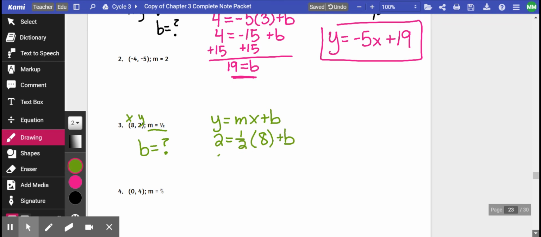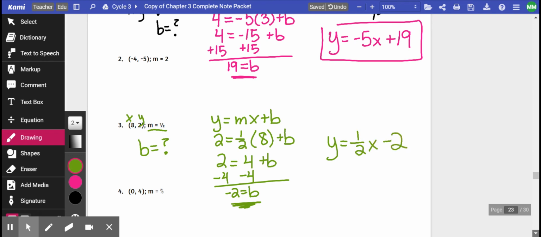So I'm going to multiply here. I get 4. So let's solve. We get negative 2. Okay. So y is 1/2, and my B value is negative 2.